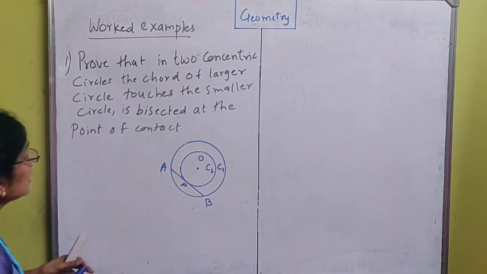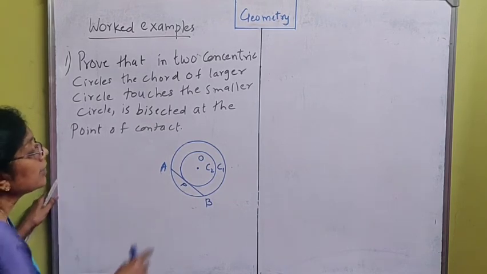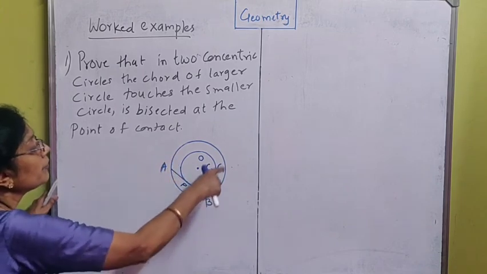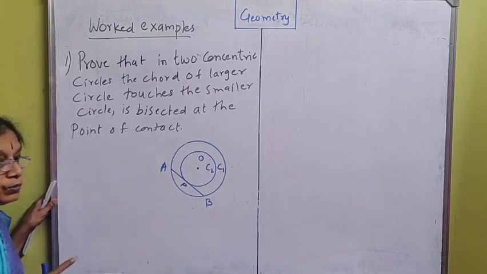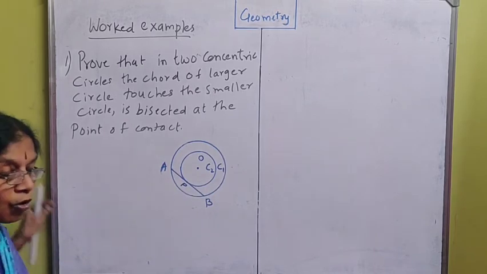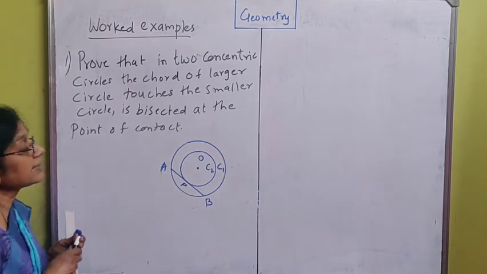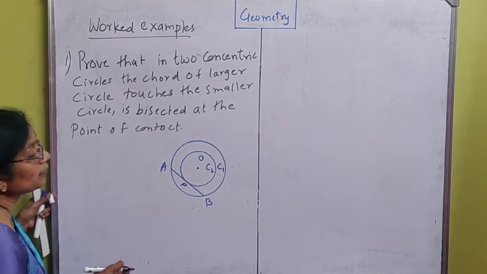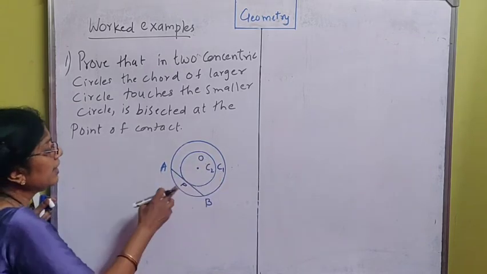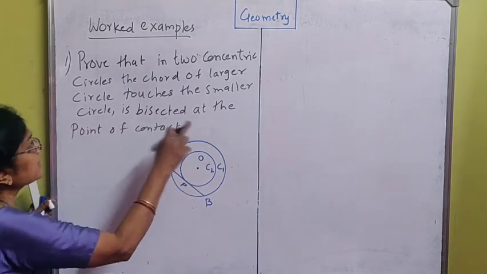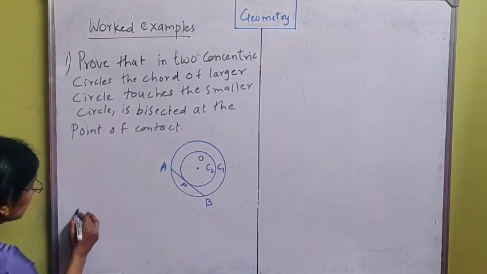So for this we have to write down the given. What is given for this? O is the center of the two concentric circles C1 and C2. AB is the chord for circle C1 and AB touches the smaller circle C2. So that is the given.